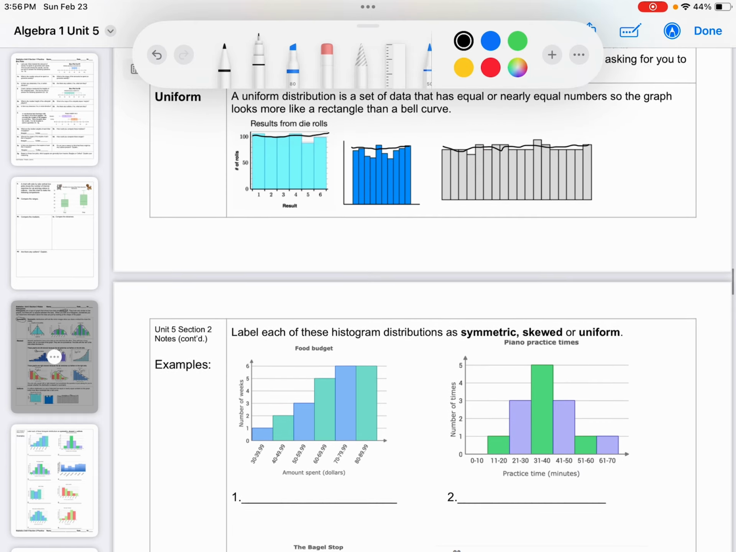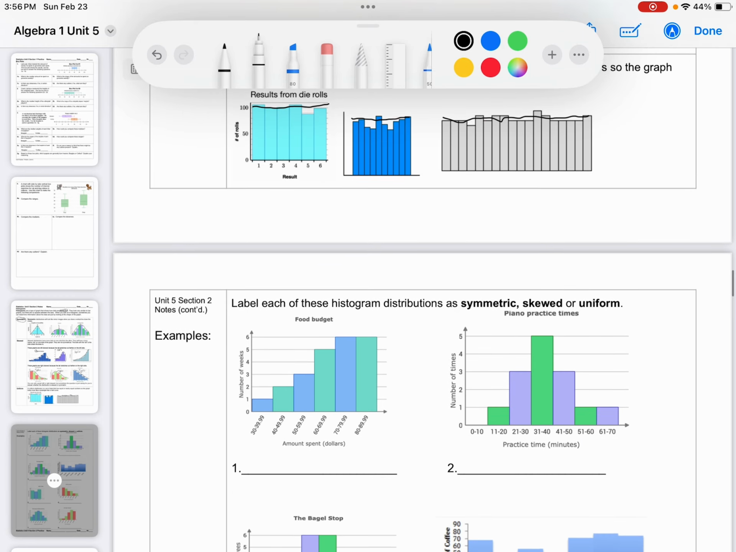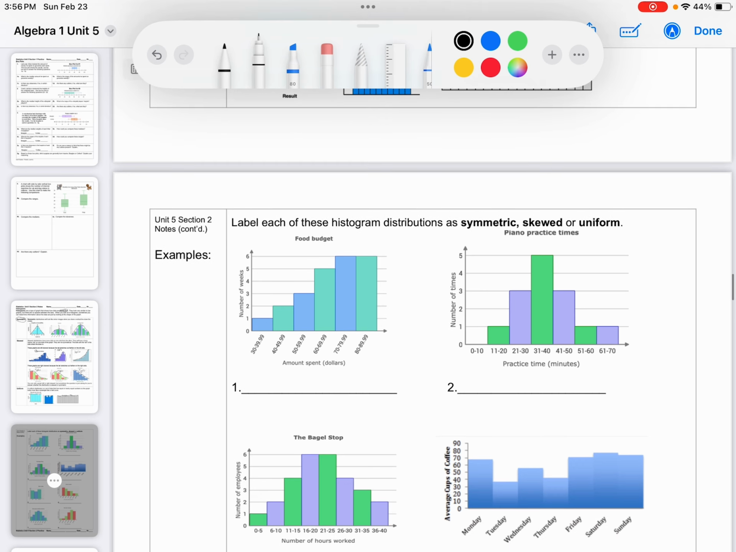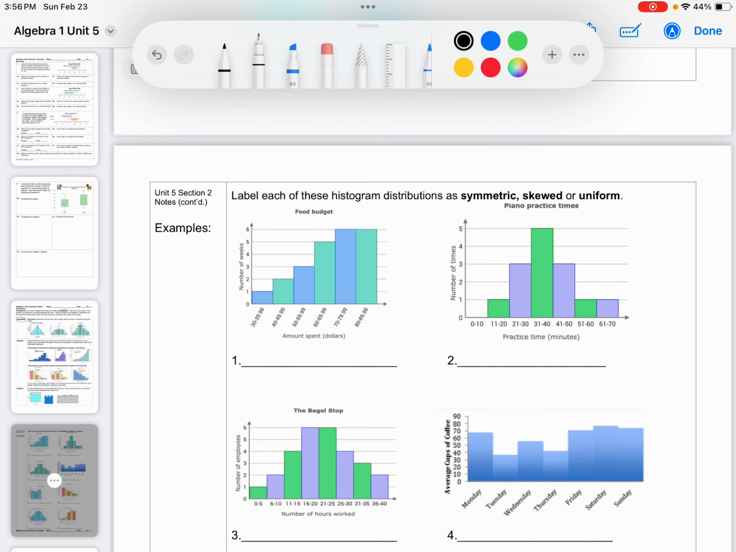So looking at these different histograms down below, we're going to be saying if they are symmetric, skewed, or uniform. So let's see. This first one looks like it starts low and then it goes up high to the right. So this one is going to be skewed because it's not symmetric, it's not the same on both sides. It's not flat where they're all kind of the same height. And the tail, the part where it's shortest, is on the left, so I would say this is left skewed, or you could say it's skewed left.